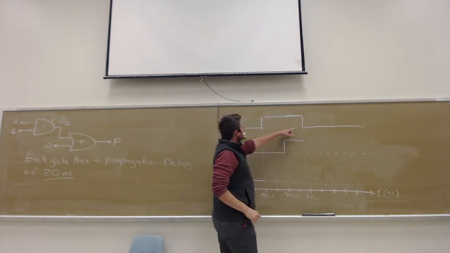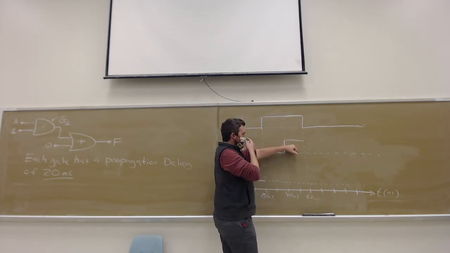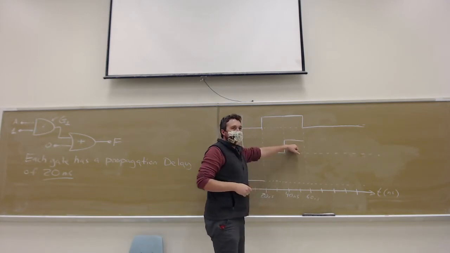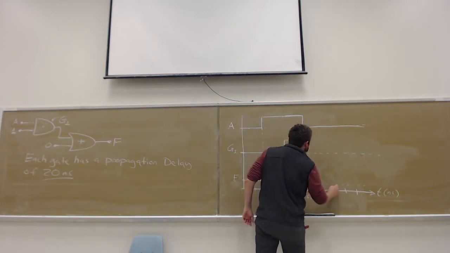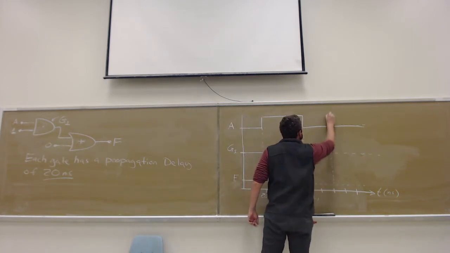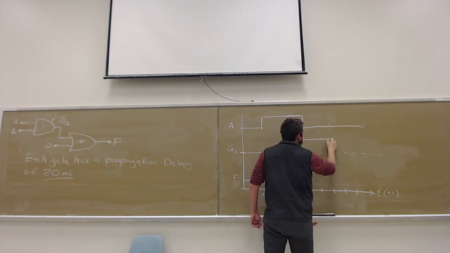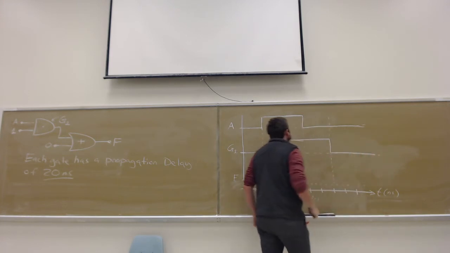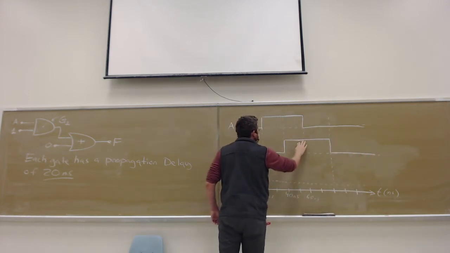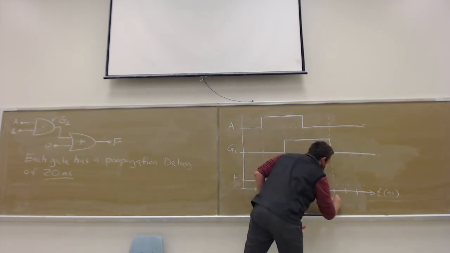So here, when A goes back to 0, how's that going to affect G1? Let's do them all in stages. It goes back to 0, 20 nanoseconds later, right? So there it goes back to 0, and it will stay 0 forever. Simulation's over. And that would be at 80 nanoseconds.